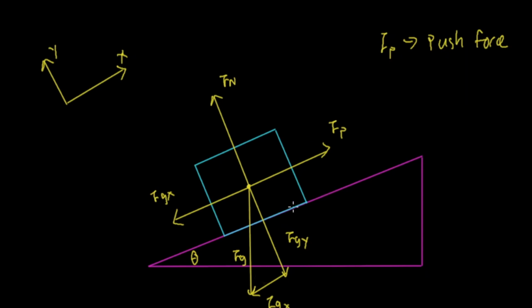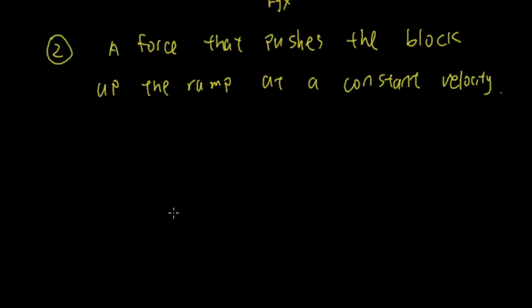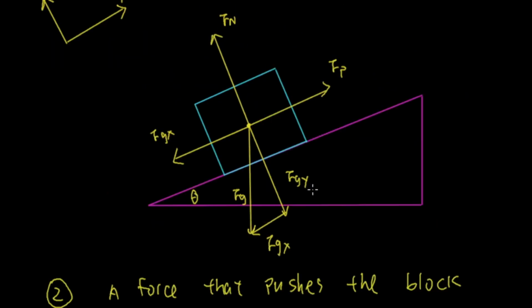Now, the reason why I want to draw this diagram in this way this time is because I want the push force to be in the positive x direction and the force of gravity in the x direction to be in the negative x direction here. So we know that the sum of all the forces acting in the x direction is the push force minus the force of gravity in the x direction. So we can write that the sum of all the forces in the x direction is equal to the push force minus the force of gravity in the x direction, right?